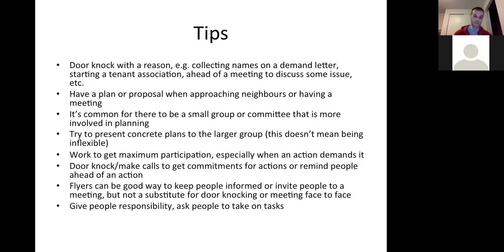But if you show up to a meeting without a plan and you're just like, okay, so what are we going to do about this? That's a recipe for things to stagnate. And people might also wonder why you're calling a meeting if you're not presenting anything concrete. Again, that doesn't mean being inflexible. It doesn't mean not having collective discussions or making collective decisions. But it's often a good idea to have something prepared to propose to people at a meeting or when door knocking, and to get a sense of what people's response is.